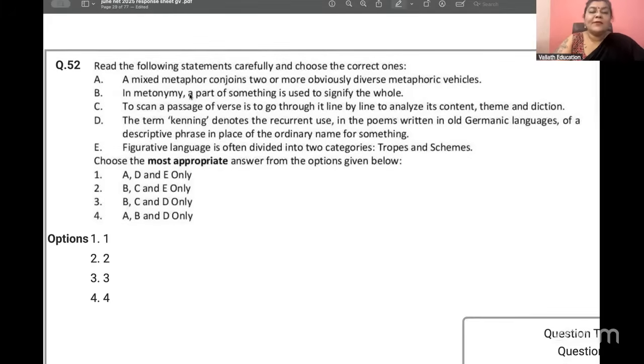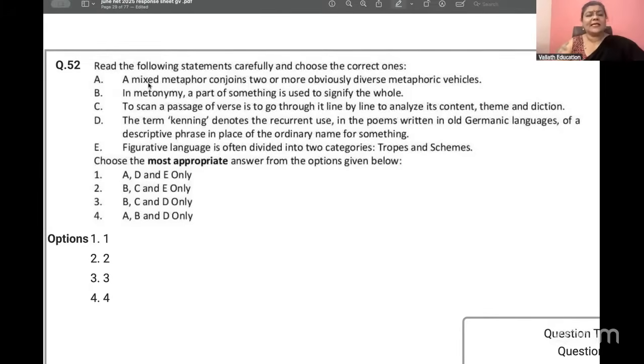Look at this. A mixed metaphor conjoins 2 or more obviously diverse metaphoric vehicles. Vehicle and tenor. Elsewhere also there was. Those are terms used for metaphor by I.A. Richards. Vehicle and tenor. One side of the metaphor is called tenor. If my face is like the moon, then moon is the vehicle, my face is the tenor. So mixed metaphor conjoins 2 or more obviously diverse. You don't even have to interpret. Mixed metaphor, 2 or more metaphoric vehicles.